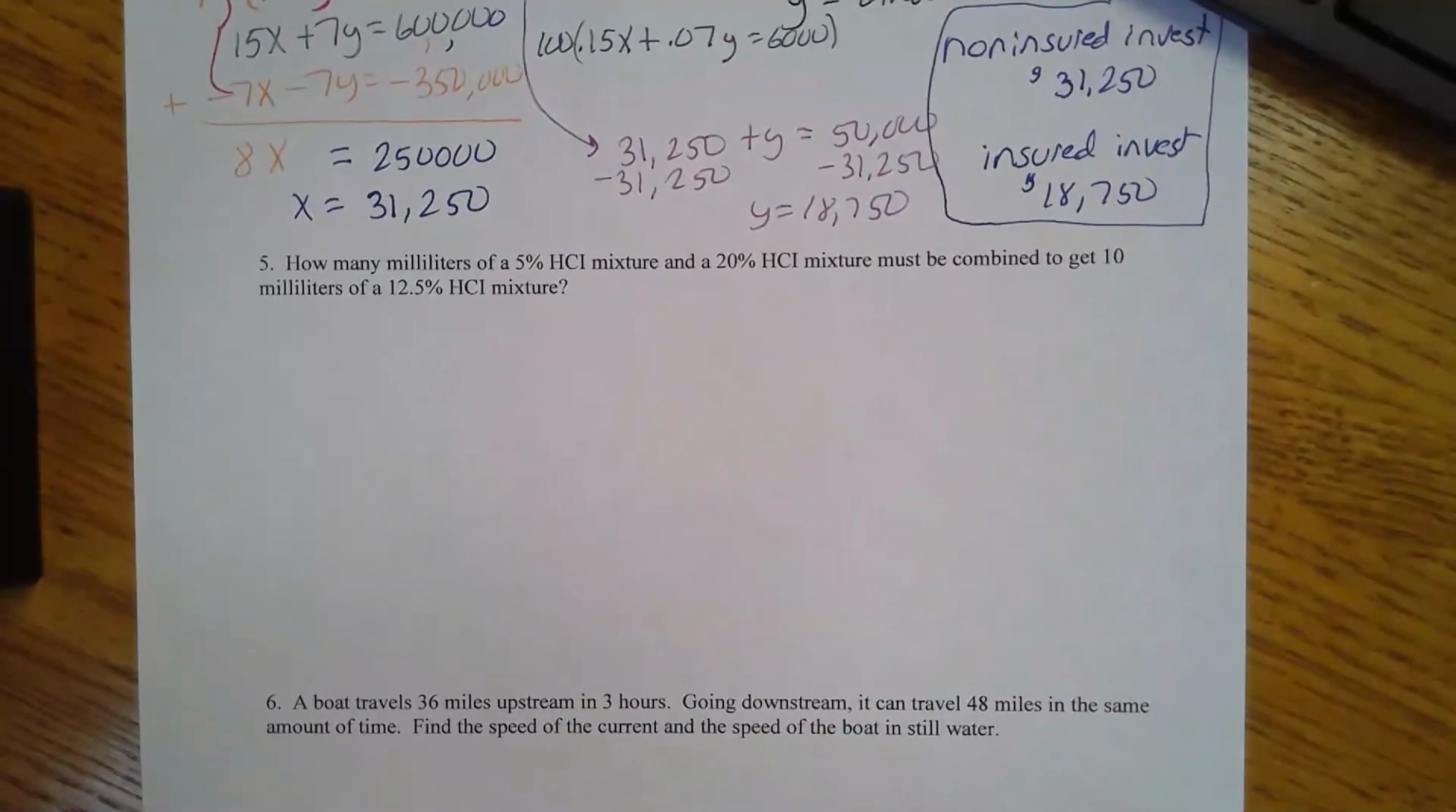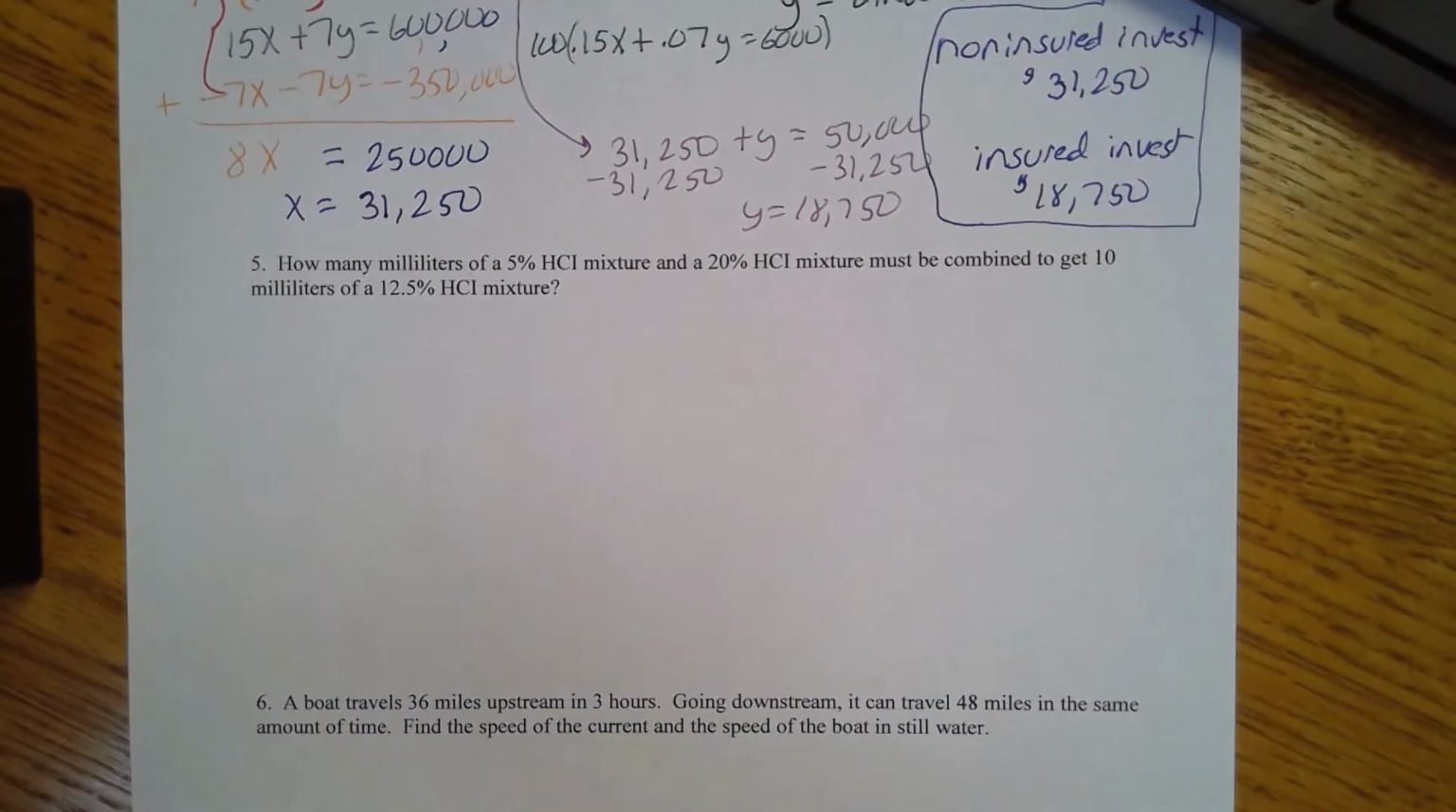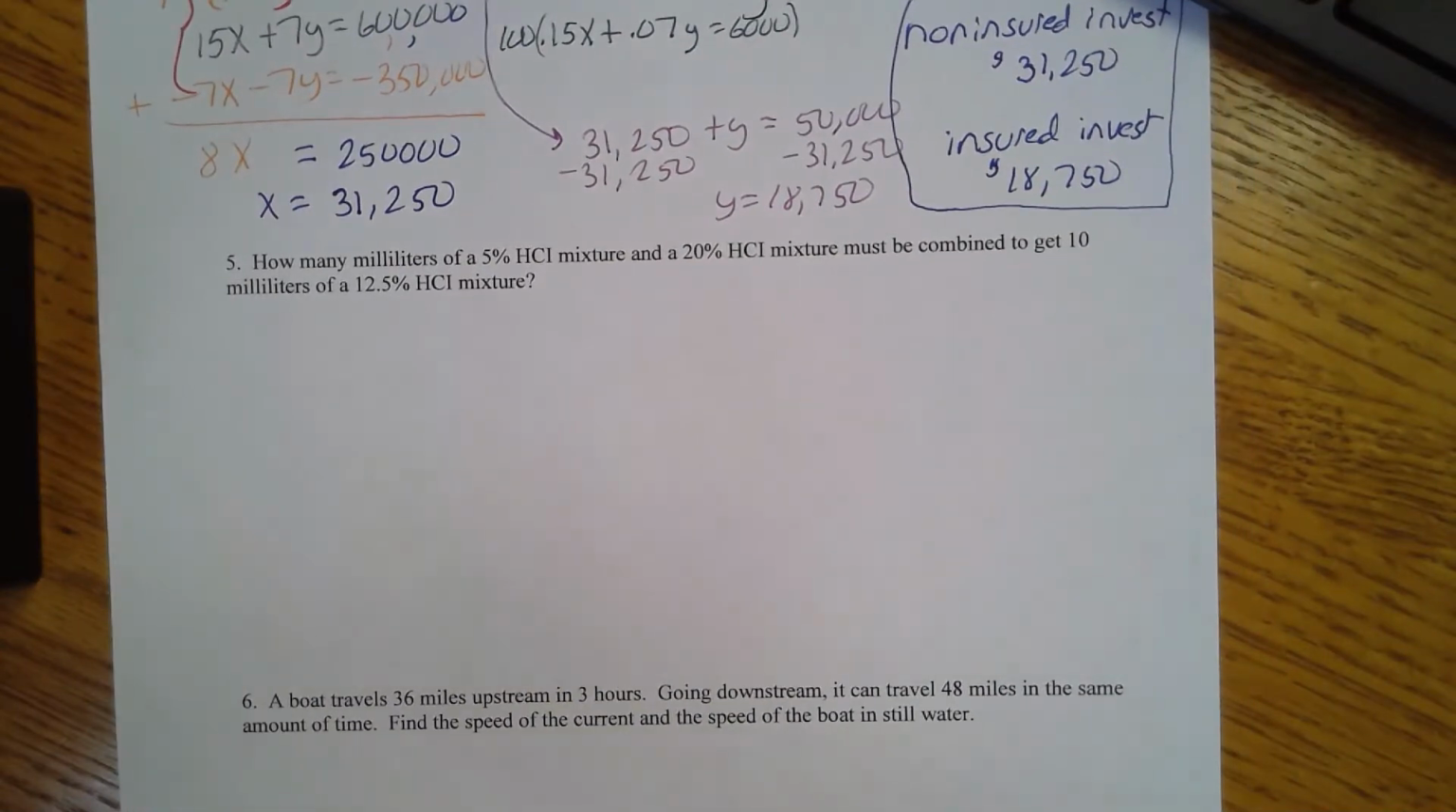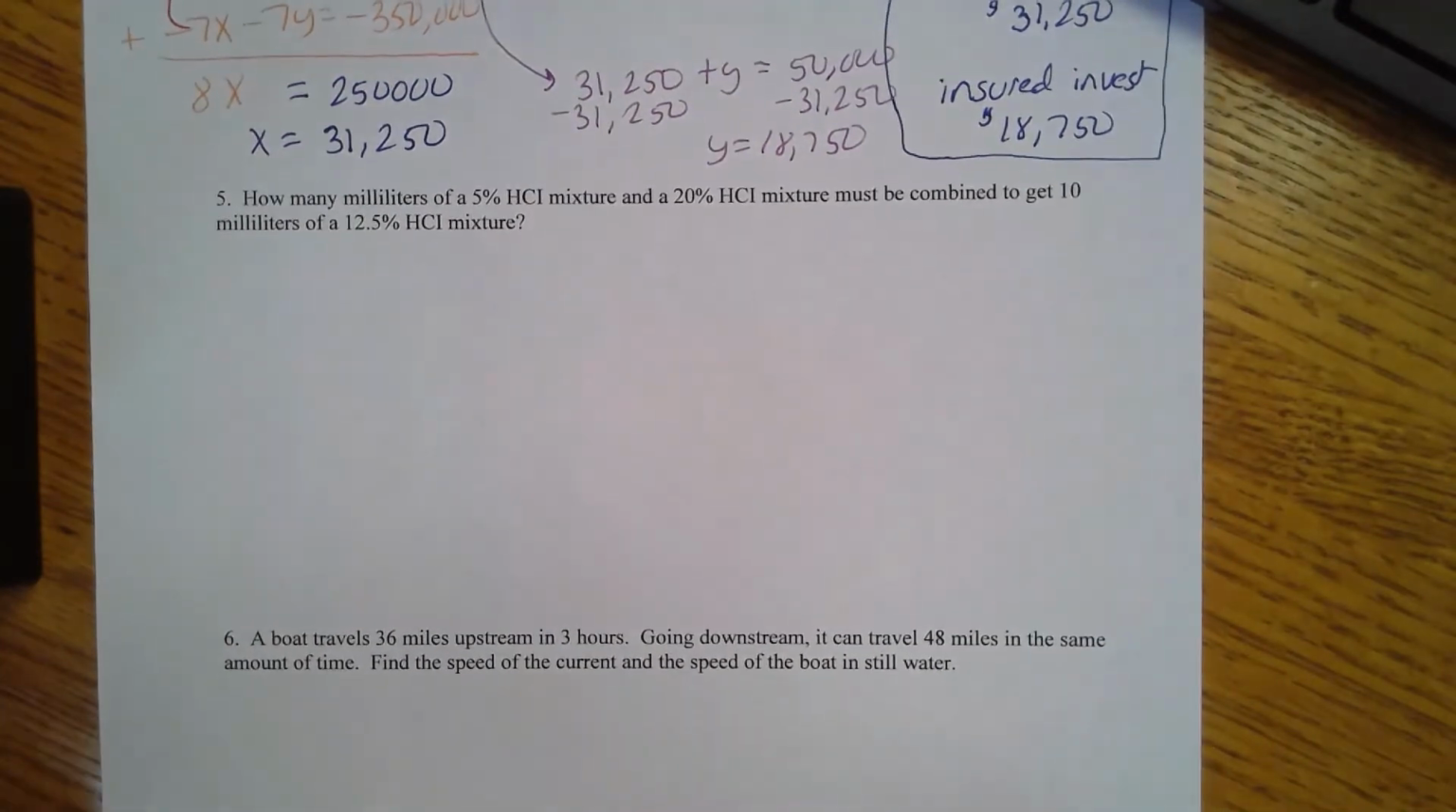All right, so number 5 you're going to see quite often, so I want to make sure you can do it. I'll do the setup and I'm going to let you solve it. This is the one that I always call the bucket method, because I like to put things in buckets when it's talking about a mixture and adding another mixture. Number 5 says how many milliliters of a 5% hydrochloric acid mixture and a 20% hydrochloric acid mixture must be combined to get 10 milliliters of a 12.5% hydrochloric acid mixture.